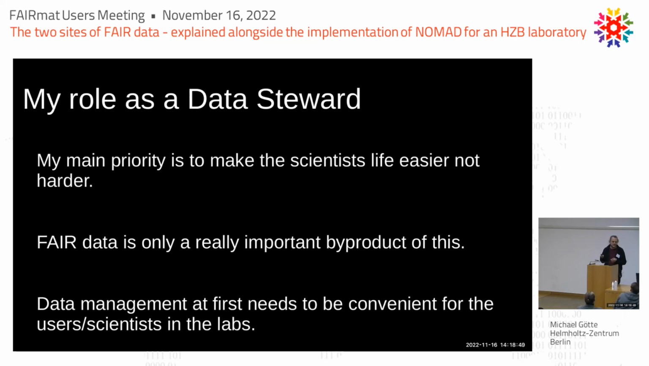And I say it here, like FAIR data is really nice. I come from a data scientific background. I know how nice it is to have FAIR data. But for me, it's only a byproduct of all of this. It's a really important byproduct. I'm not saying it's not important, but only if I have workflows to get this data into these systems can I talk about making this data FAIR. And this is a hard task, at least it feels that way for me so far.